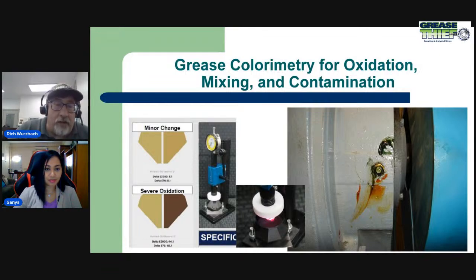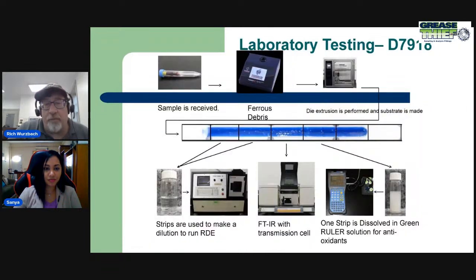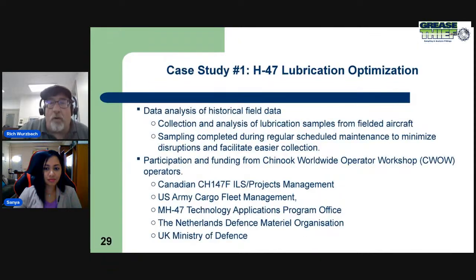Over here, this is the output of the colorimeter, and you can see what a minor change and what severe oxidation looks like from a colorimetric standpoint for grease. And that's what we want to be able to do, monitor those things. This slide, which I think we've shared before, is just that process of testing the grease thief, doing the ferrous, then the grease thief analyzer, and looking at the metals by RDE, the FTIR, and the ruler, all those things we do. But this leads me into the last part of this presentation today.